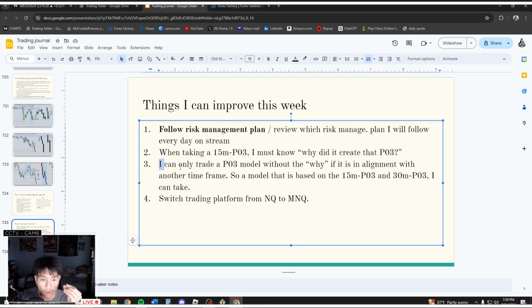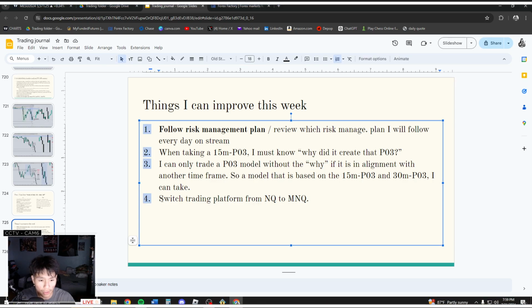The third thing is that I can only trade a power of 3 model without the why if it is aligned with another time frame. So like, let's say I'm taking a 15-minute power of 3, right? But it didn't trade back inside a 15-minute fair value gap. But if I have time frames that align with that, let's say the 15-minute power of 3 aligns with the 30-minute power of 3, and that means they're aligned with the 1 hour power of 3, I can base my trade purely off the power of 3 model, and I don't necessarily have to know why, but the why is still very important.